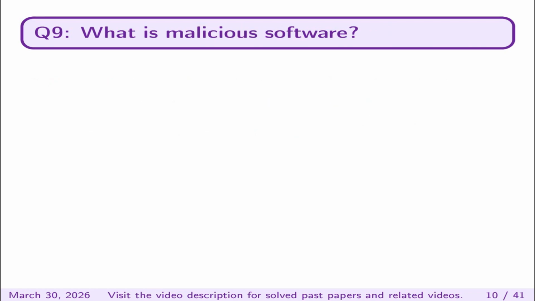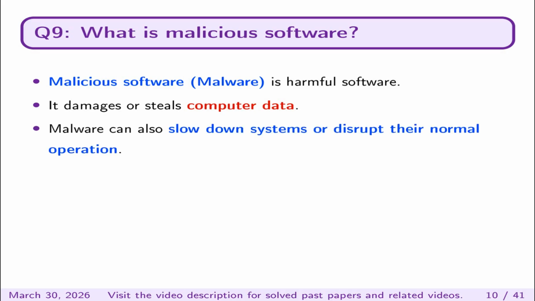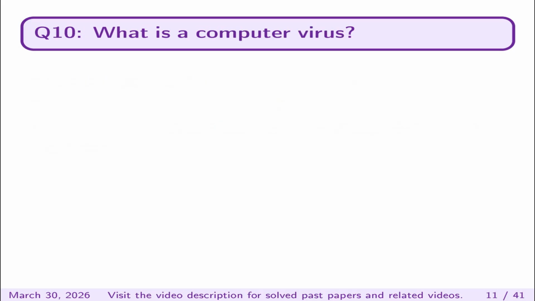What is malicious software? Malicious software, malware, is harmful software. It damages or steals computers' data. Malware can also slow down systems or disrupt their normal operations.